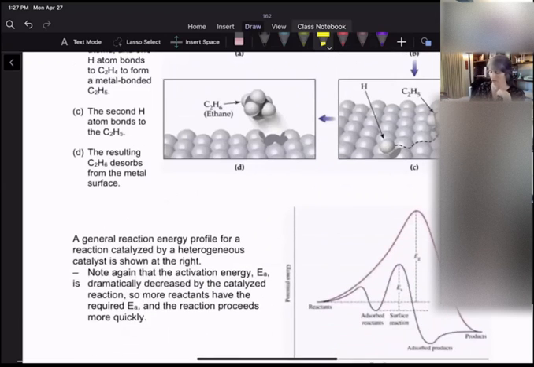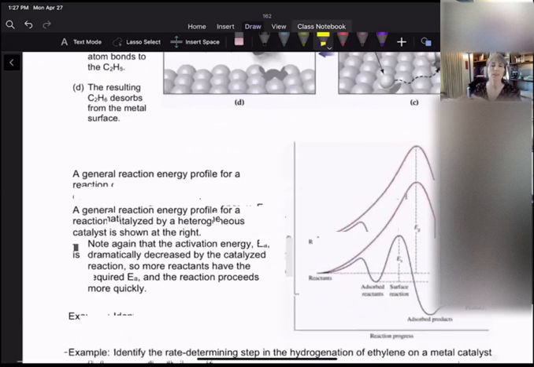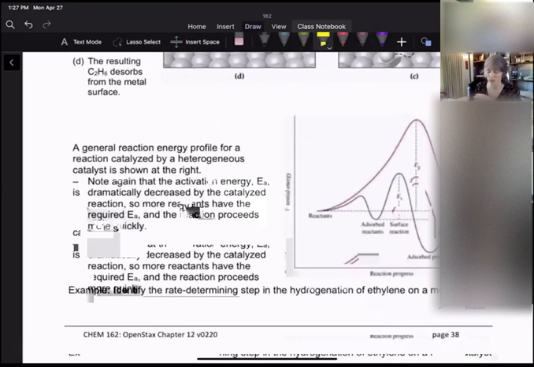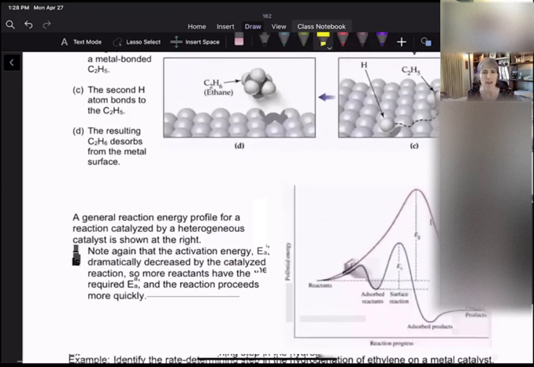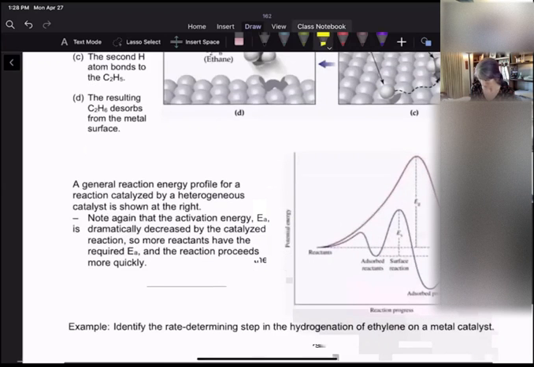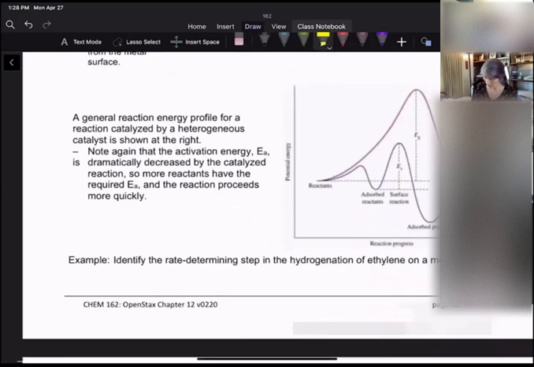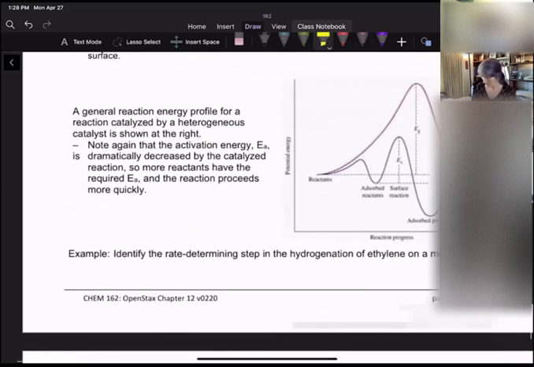So it has that large activation energy based on the collision rates and the orientation and the energies. But then on the surface, it lowers that activation significantly. And the surface probably stabilizes the octet deficient carbon. It provides something that's there that helps stabilize that. All right, so which one's the rate determining step? Surface reaction.